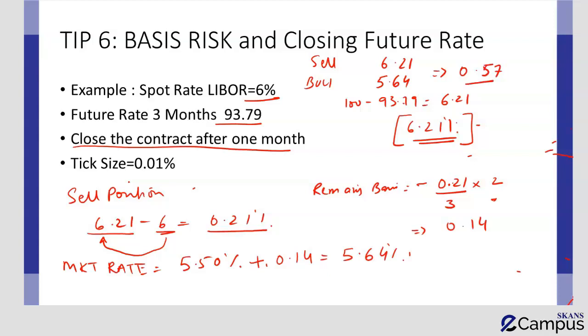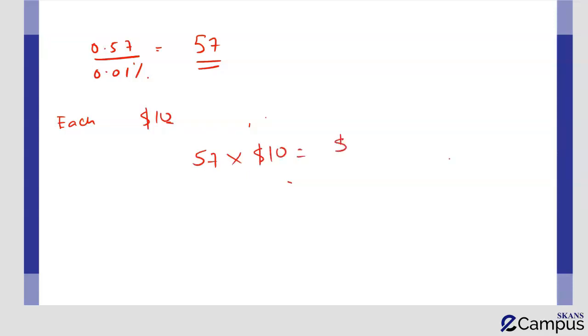This is the gain. Now the next step that you will have to do is to convert it into ticks to calculate the gain. I have just calculated 0.57 as the gain. Since they have given me that the tick size is 0.01%, I will write 0.57 over 0.01%. As a result, I will get 57 ticks. In the question, they'll give me that each tick is worth, let's suppose, $10. I'm just assuming. So I will write 57 into $10 and the gain I will get is $570.